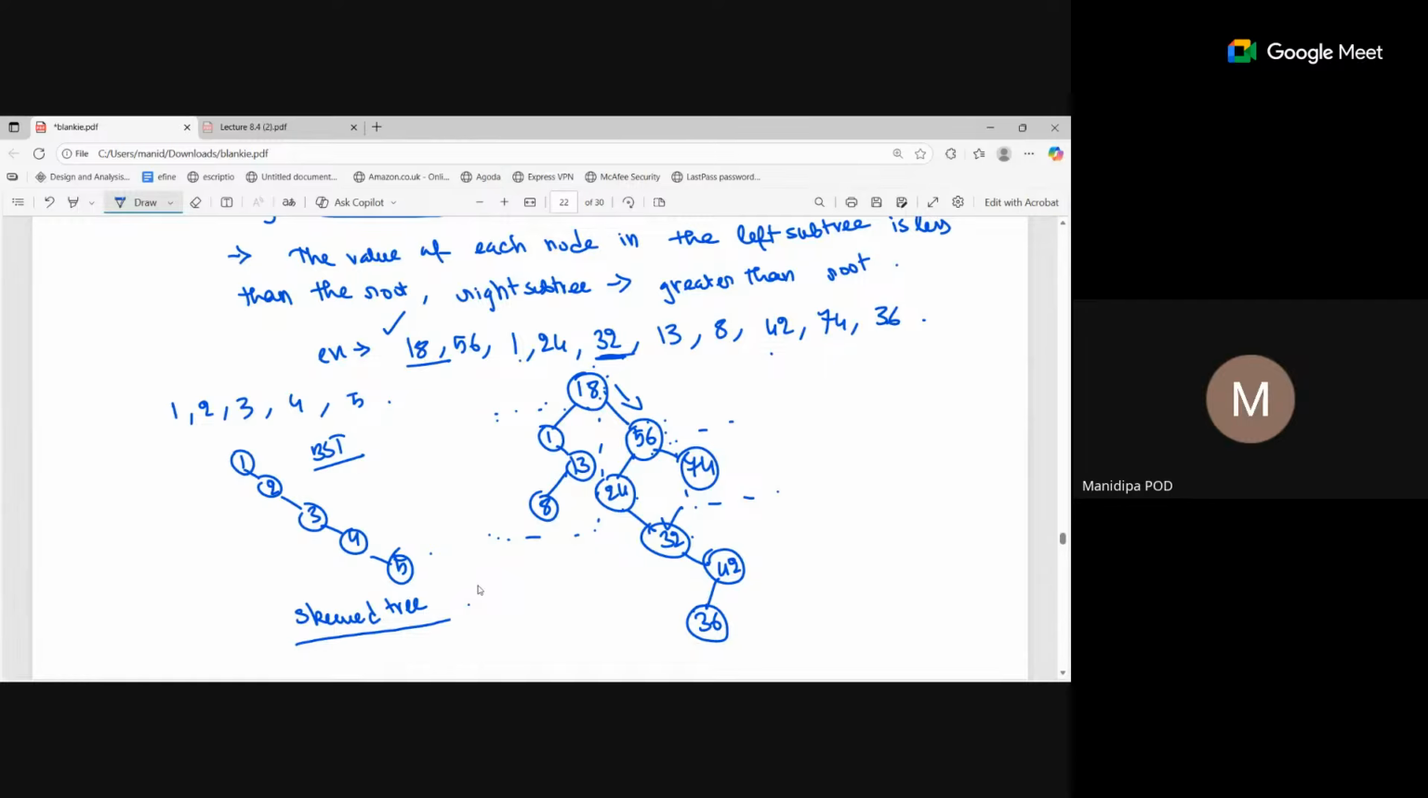So you can say it behaves the same as linear search. If I want to find 4, I have to go to 1, 2, 3, 4, like this only. It's not like I can discard some part of the tree and minimize the search area. So skewed trees take order of n time on average, and an ideal BST will take order of log n time.